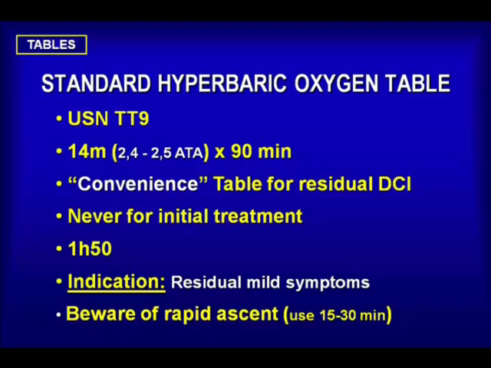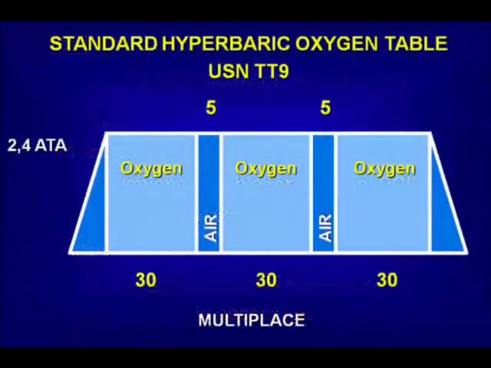The indication is only for minor residual symptoms, and there is an encouragement to slow the ascent to a slower rate than would usually be used in a clinical hyperbaric oxygen situation. Therefore, typically between 15 and 30 minutes ascent, rather than the most common 5 or 8 minutes that would be used for a regular patient treatment. This is what the table looks like: 2.4 atmospheres for 90 minutes with 2 air breaks after the breathing periods of 30 minutes.